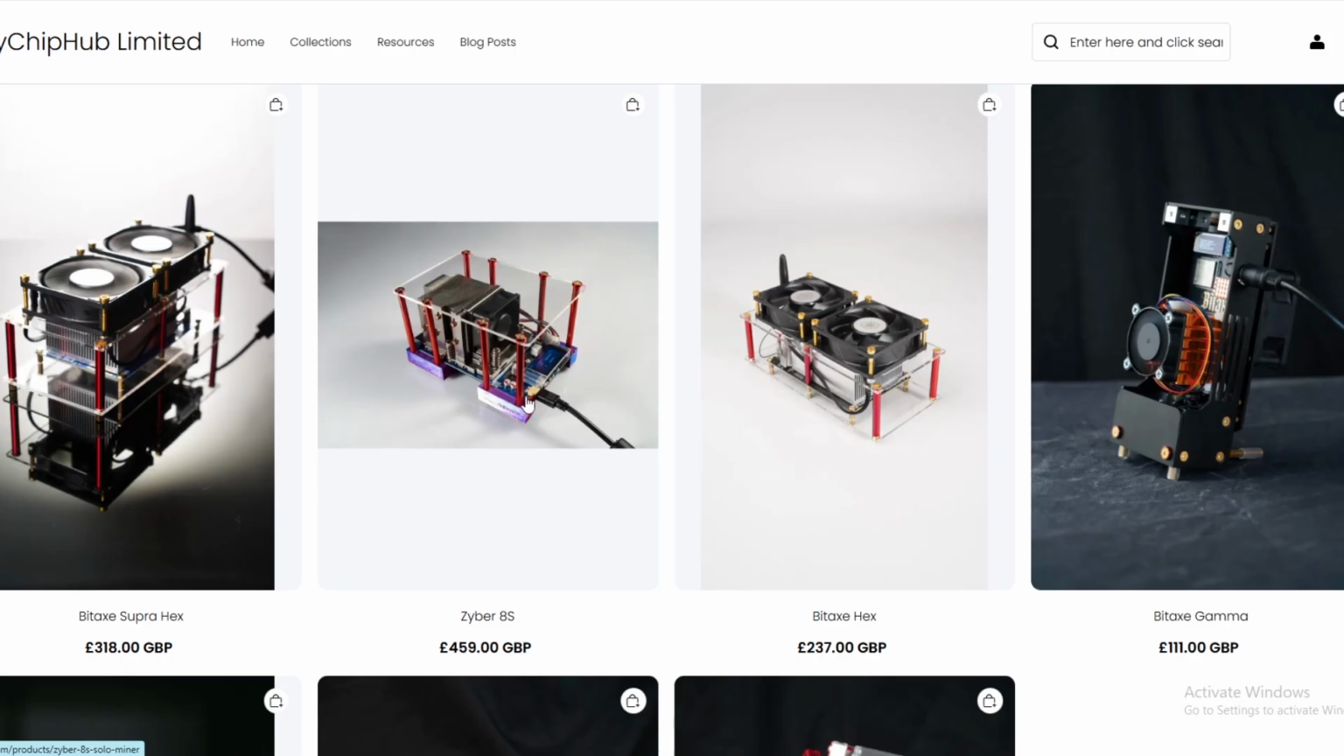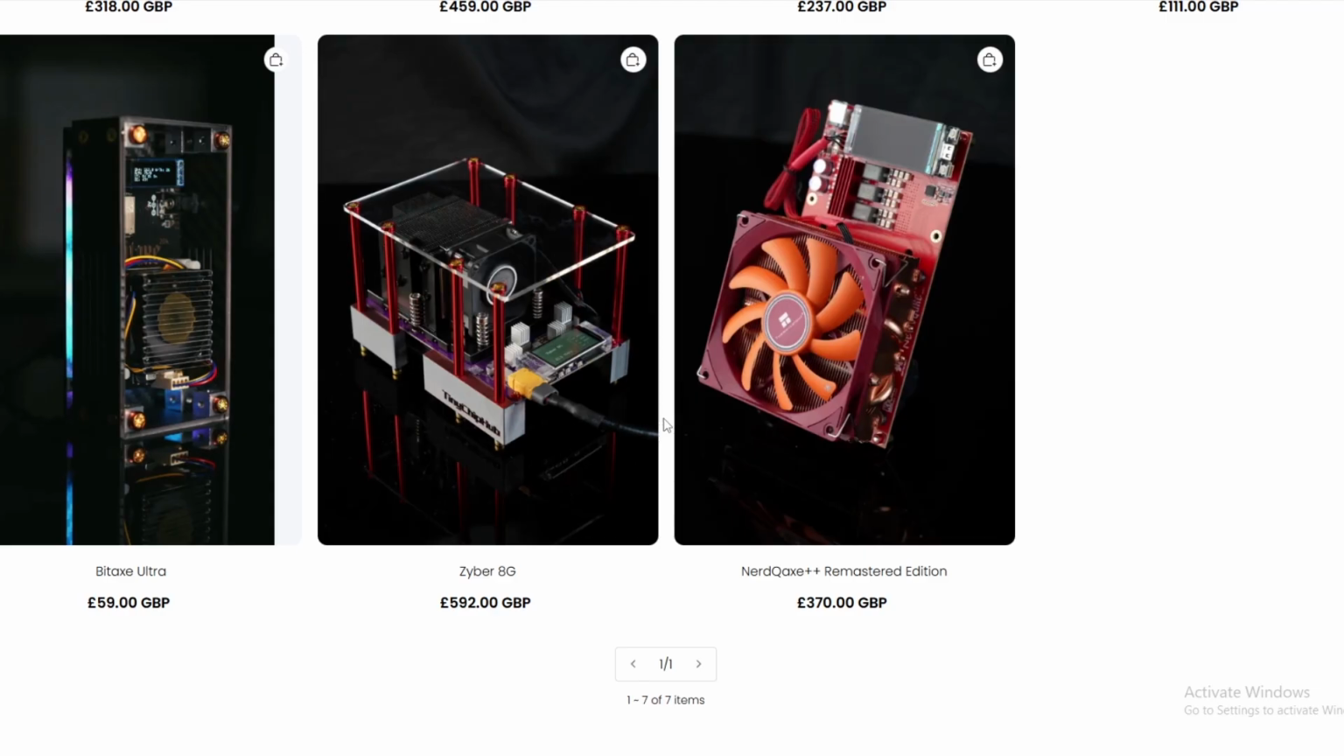So these are more of the outdated models in terms of the Zyber 8S and the bitaxe hex that we have, because there is also a super hex. So if you are going to buy one based on the recommendation of this video, I would personally just go for the most updated version. Even though it's around $200 more, you get a lot more terahash and it's more efficient to run in the long run.